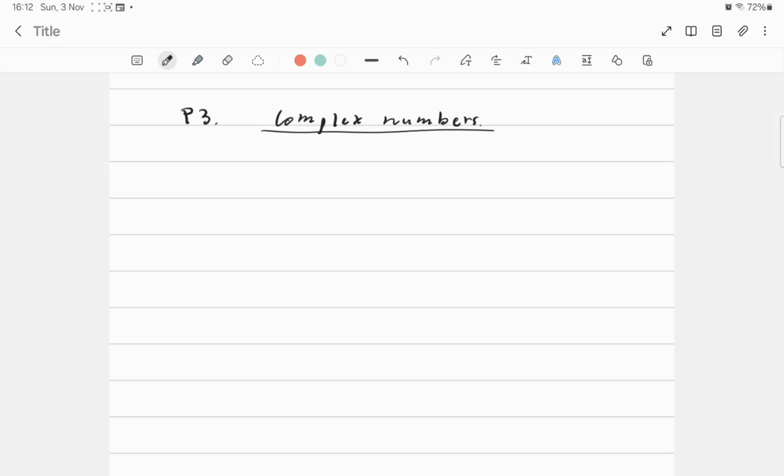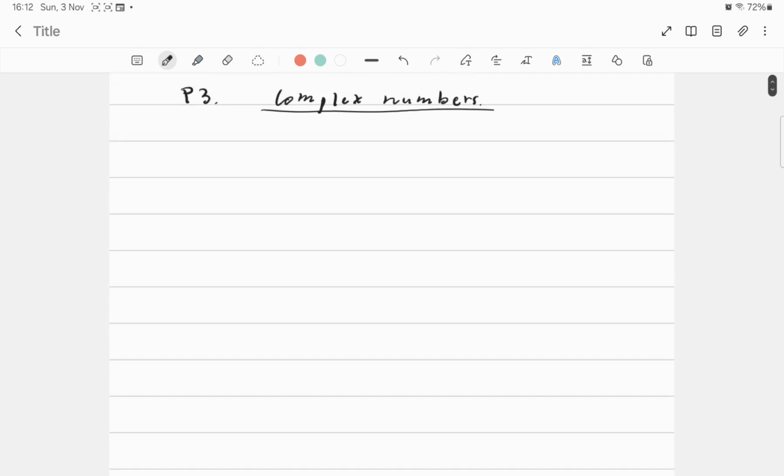Okay, for this part we pay attention to the complex numbers. First of all, we need to go back to remind ourselves of the set theory. So what numbers do we have? We have the natural numbers, 0, 1, 2, 3, 4, etc.